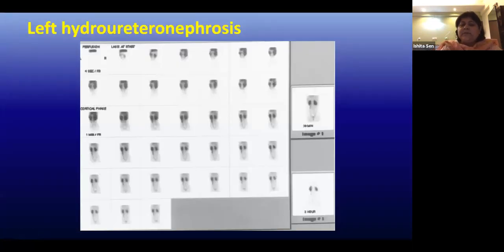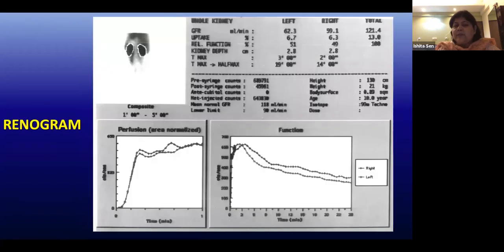Now, this is a patient who came to us with left hydroureteronephrosis. You can see this is a small child, and you find that the left ureter is dilated. In fact, both the ureters are visualized, but the left ureter is dilated. And at 2 hours, you find that there is tracer which is retained in the renal cortex, in both the kidneys, and the renogram shows an equivocal kind of pattern.